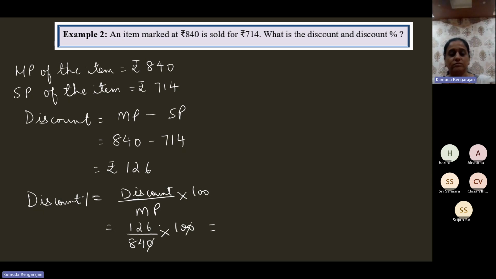Zero, zero, 4. No, it's not divisible by 4. 260. 3 times. 242 times. 7 9s are 63. 7 6s are 42. Again, 3 2s are 6, 3 3s are 9, 2 1s are 2, 5 3s are 15. 15%. Discount percent is 15%.